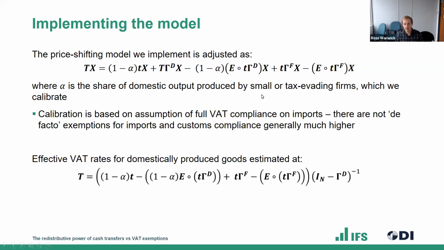This might be a slight deviation from reality, but we think it's a fairly reasonable assumption because there's no de facto exemptions for imports. Everybody that imports has to pay VAT at the border, and in general, compliance at customs is much higher than on domestic transactions. Introducing that slight adjustment gives us this final effective VAT rate calculation that we're going to use for domestically produced goods in each country.